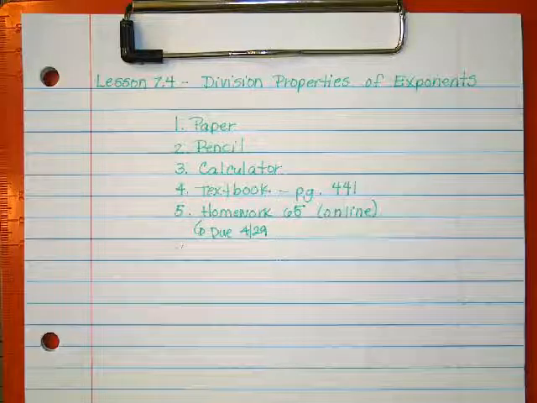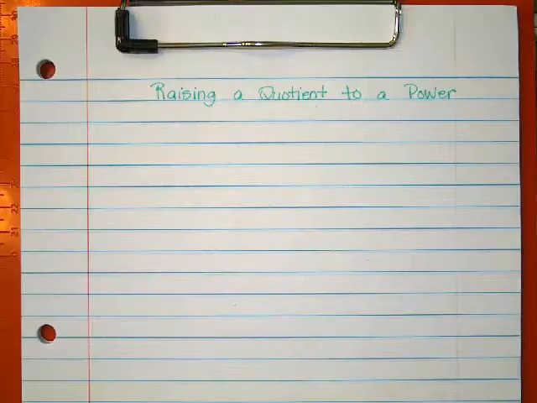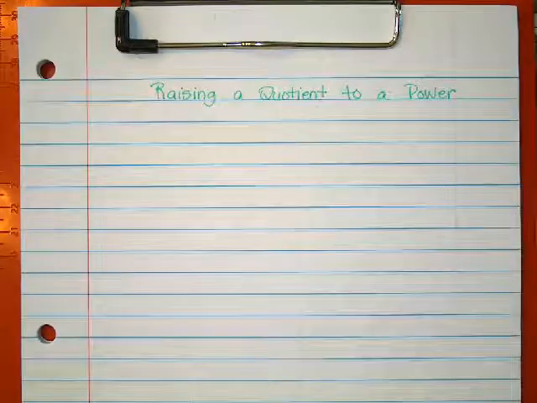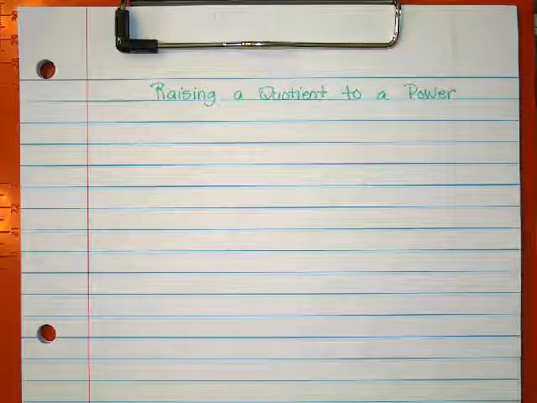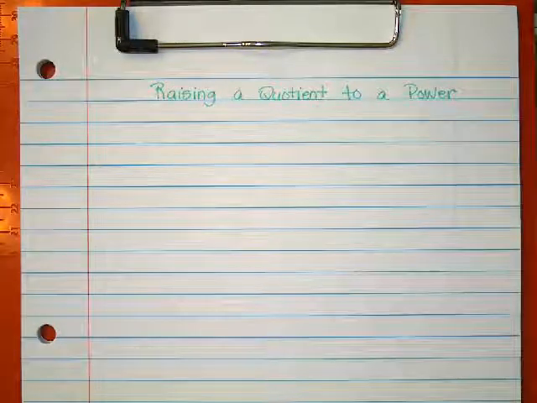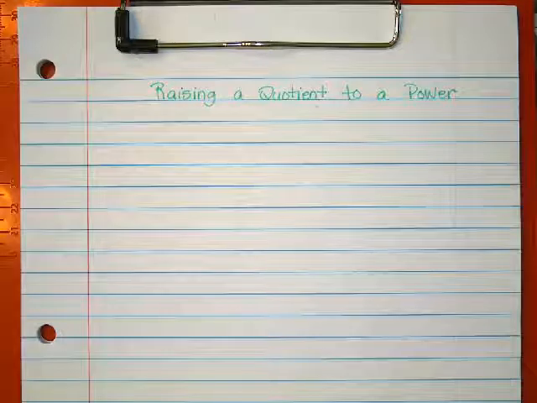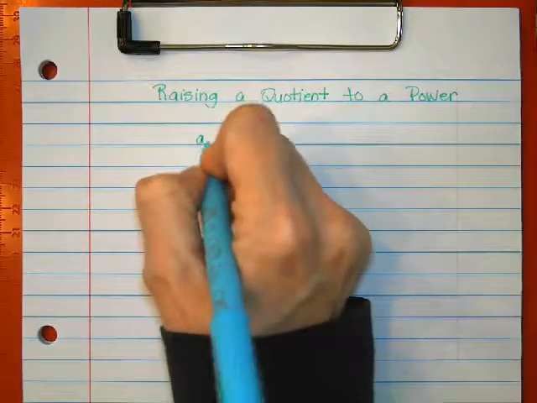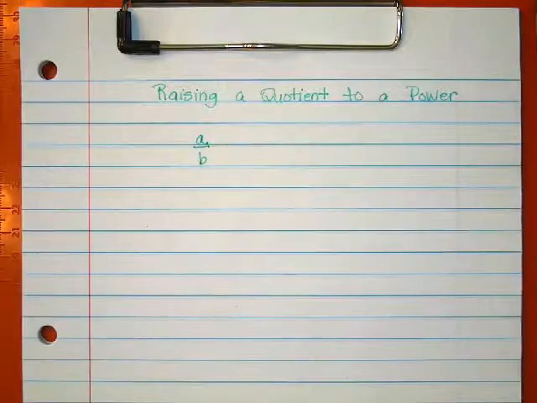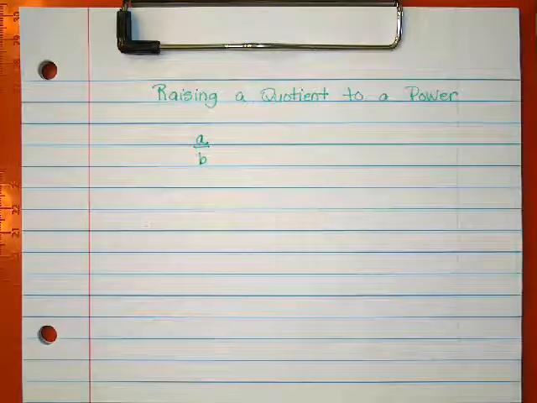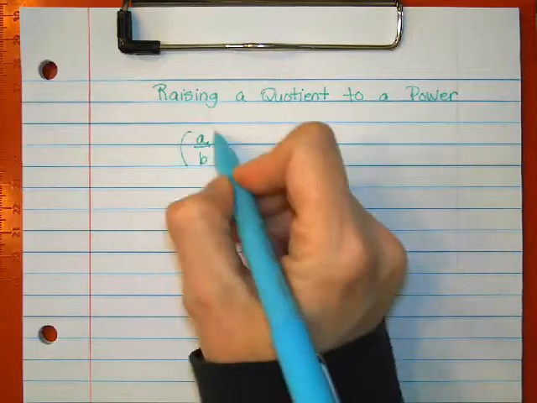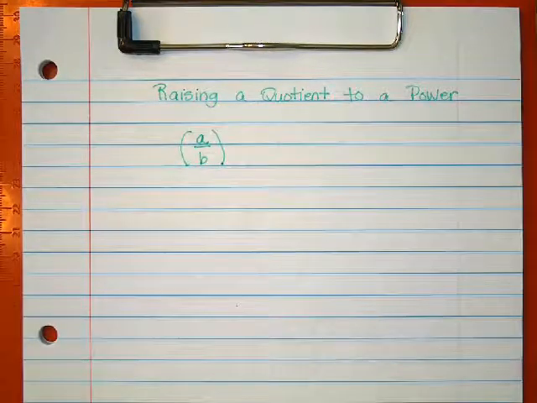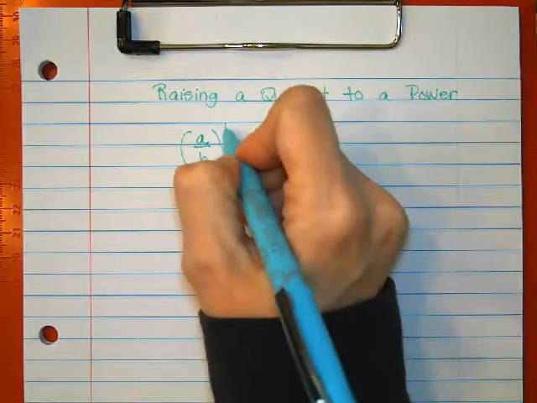All right, so we're going to go ahead and get started. So the first thing we're going to learn today is raising a quotient to a power. So quotient means dividing. So we're going to say A divided by B, and we're going to raise it to a power, something that you've already kind of done in your product. So we're going to say raising it to the n power.